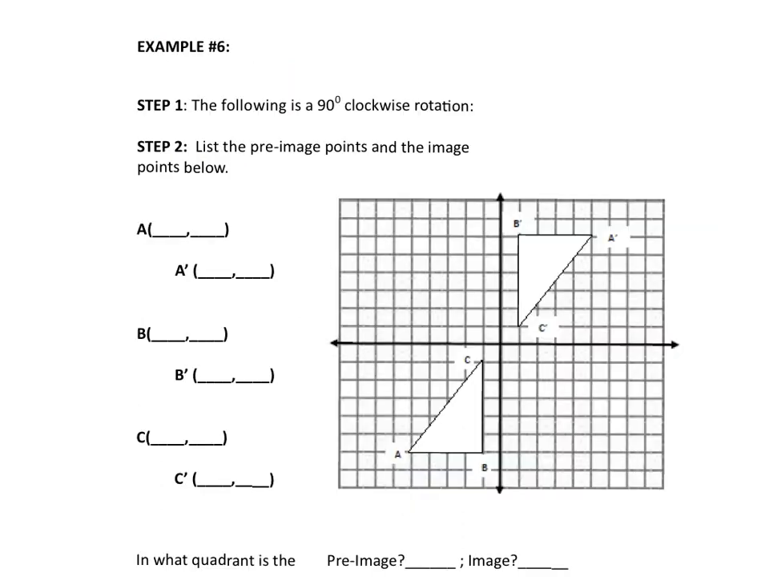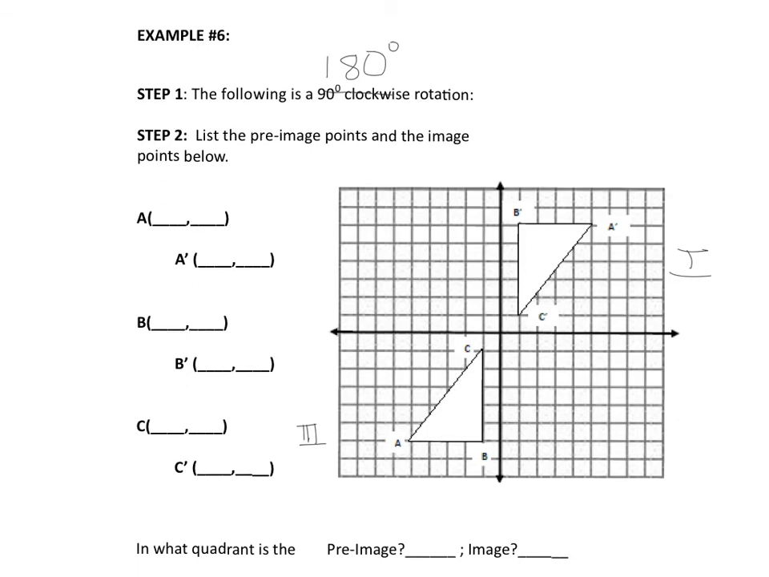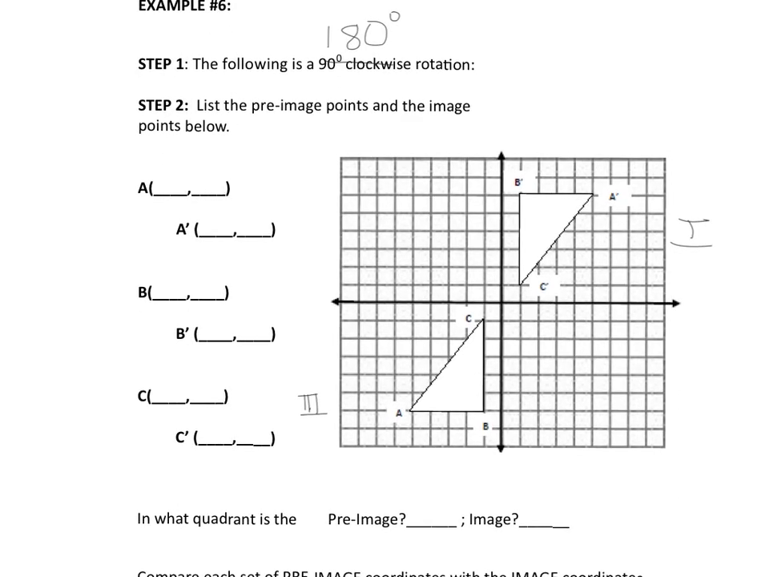Now let's take a look at example 6. Once again, the following is an example of a 180-degree rotation. We are moving from quadrant 3 into quadrant 1. So this time we're going the reverse from what we did on the last one.